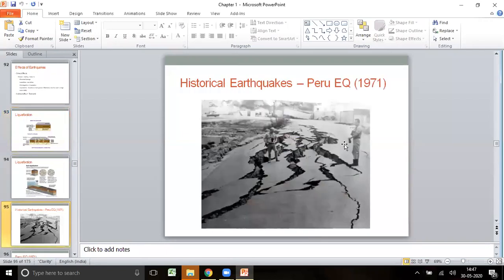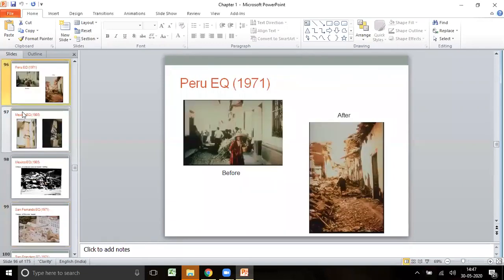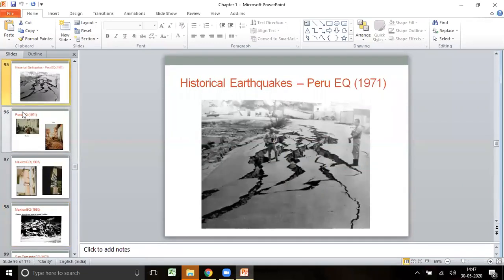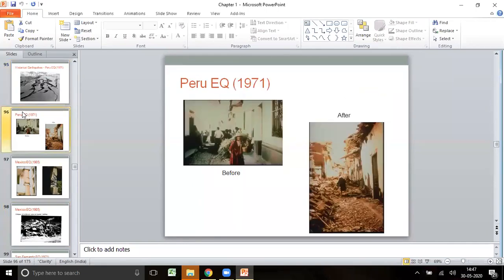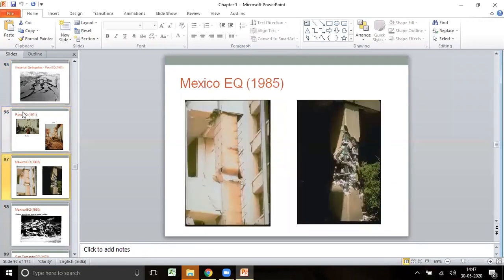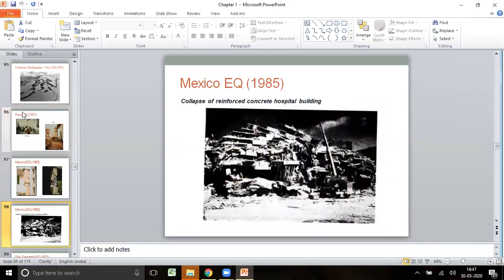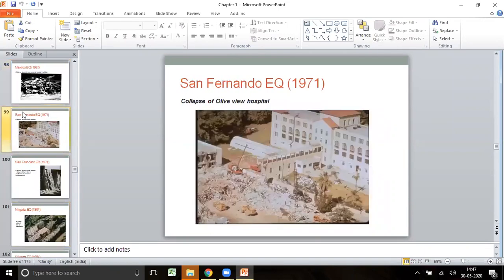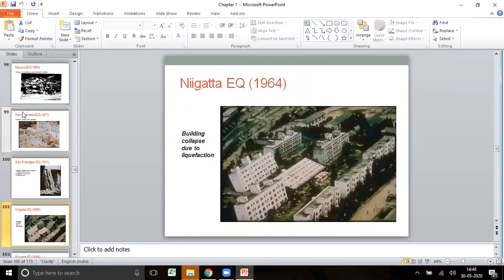And these are some of the historical earthquakes. In the Peru earthquake, and these are the lateral spreading. Due to this lateral spreading, ground displacements have happened, and these are the building collapses. And in the Mexico earthquake, and the collapse of the hospital building during the San Fernando earthquake in 1971.